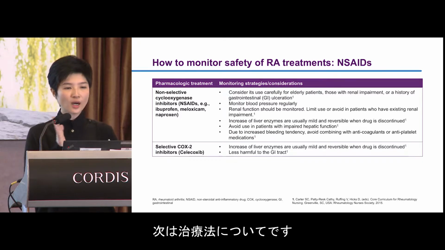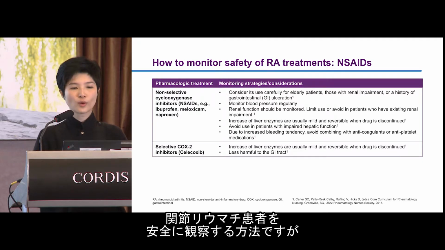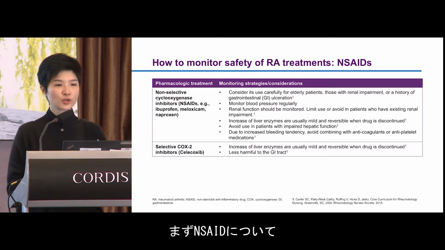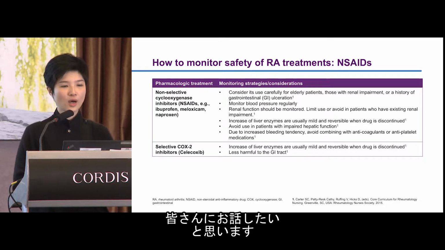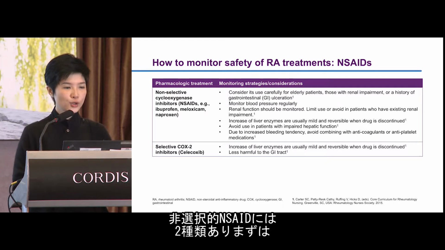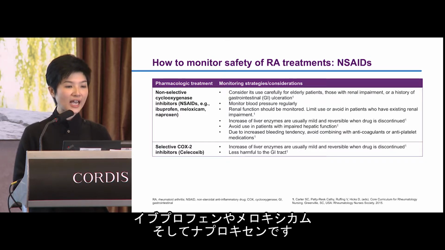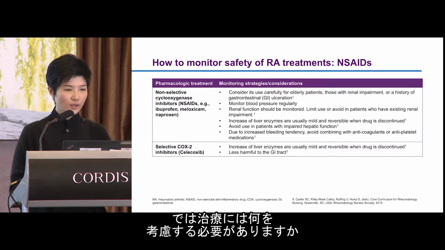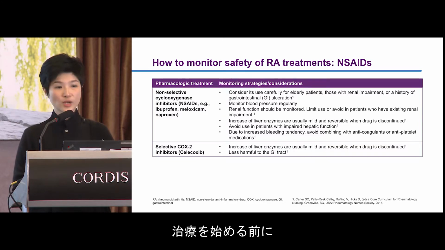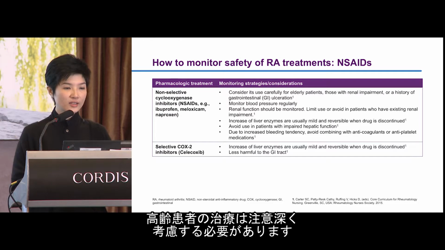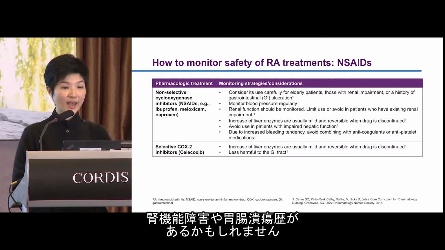So we come to treatment, how to monitor the safety of RA treatment. Firstly, we'd like to share with you the NSAIDs. There are two kinds of NSAIDs. Non-selective ones include ibuprofen, meloxicam, and naproxen. So what kind of considerations should we look for before we start the treatment? We should consider it carefully for elderly patients, those who may have renal impairment or a history of GI ulcerations.